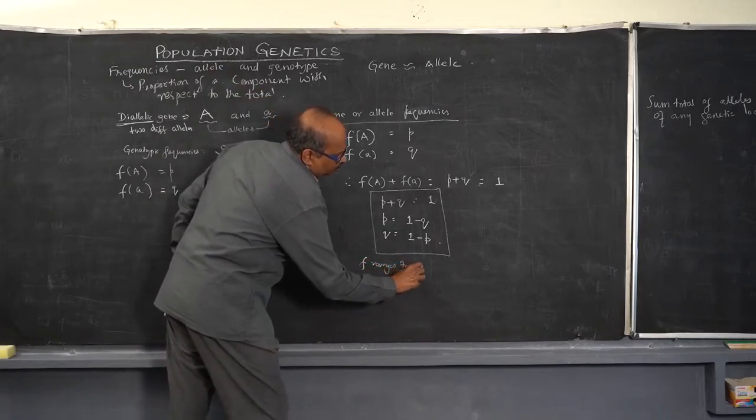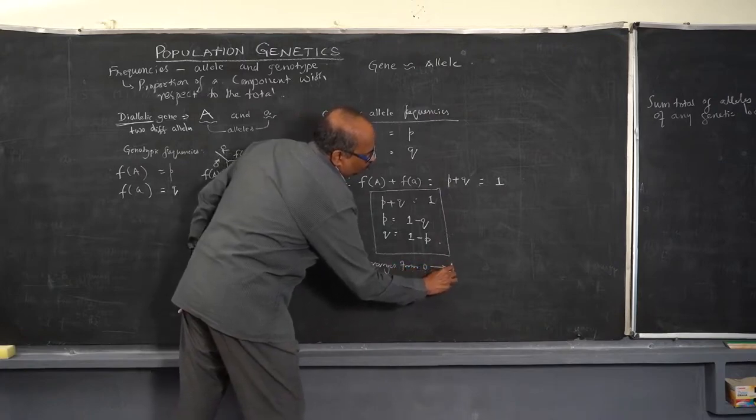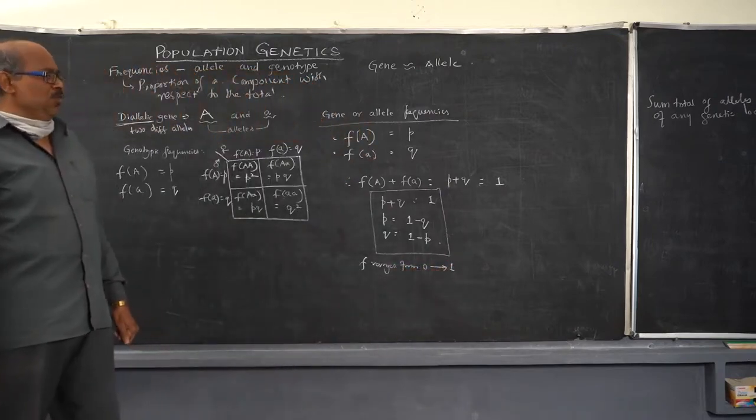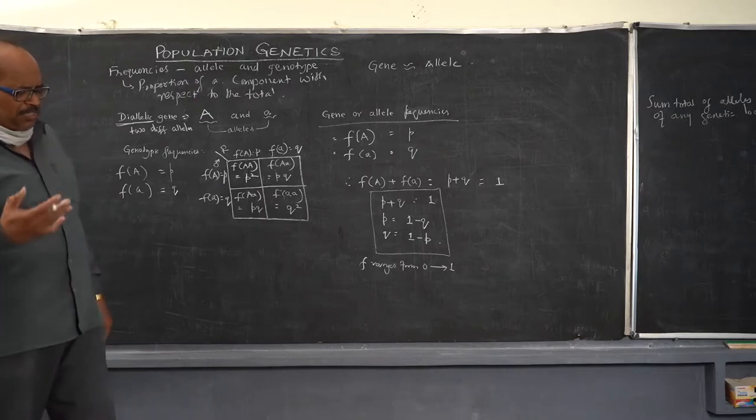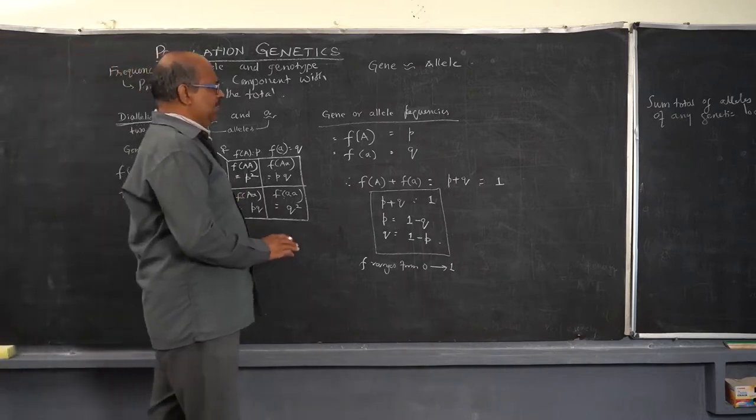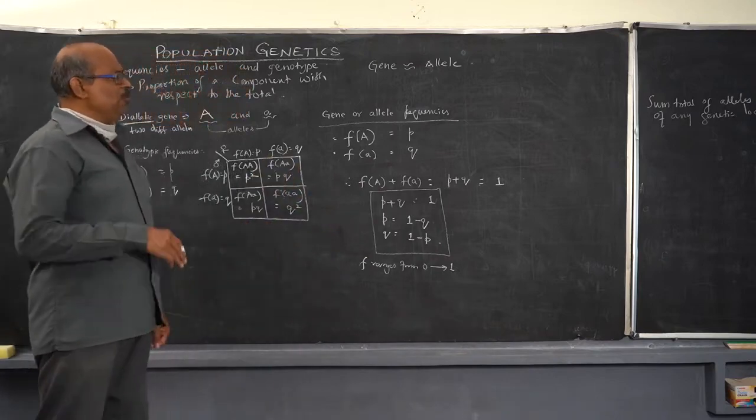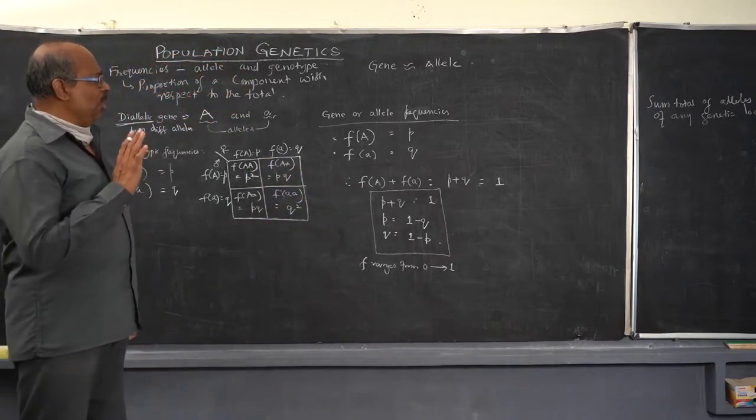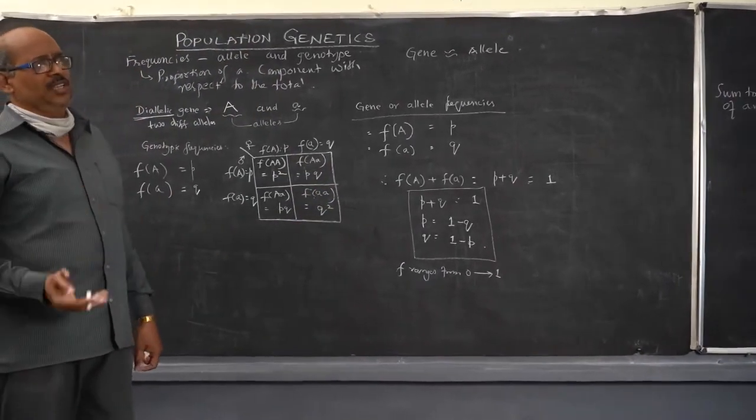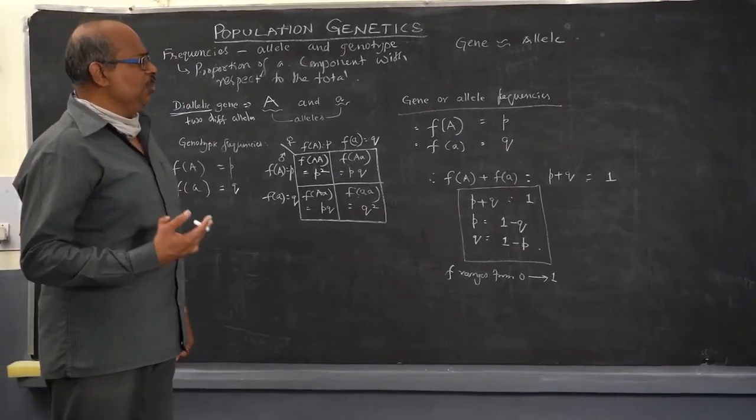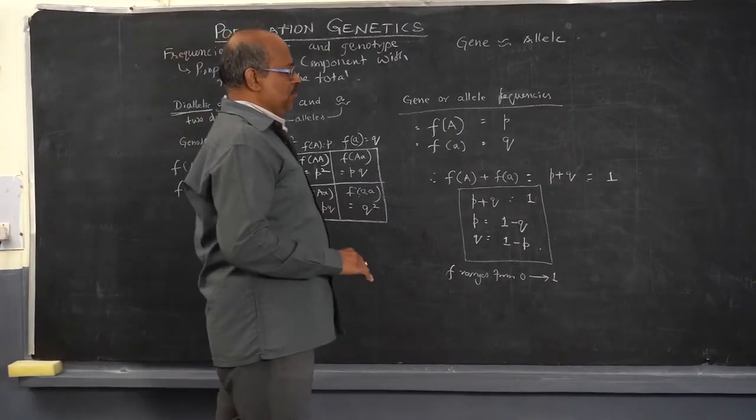from 0 to 1. So you have a case where the population has only capital A, then P will become 1, Q will become 0. Or you may have a population where you have only the small a allele, and then Q will become 1, P will become 0.